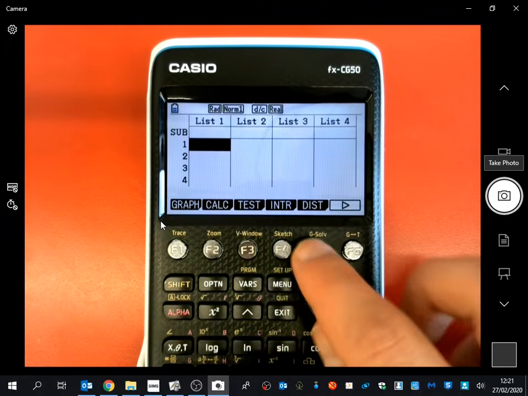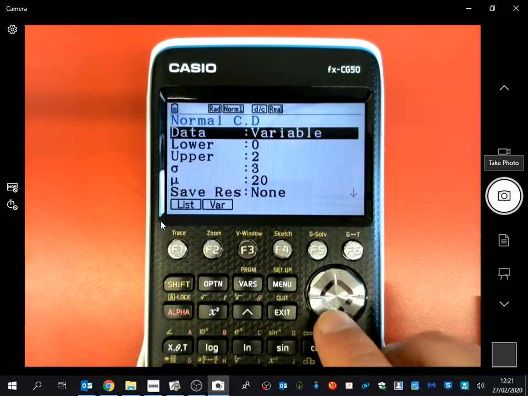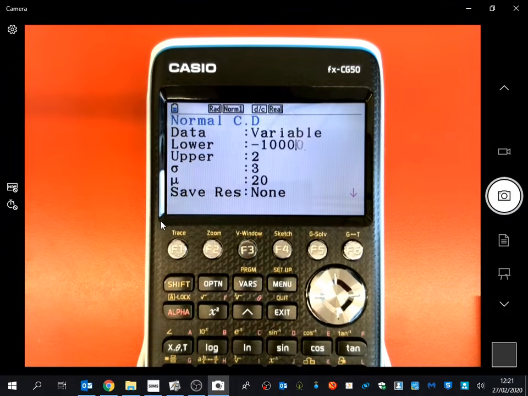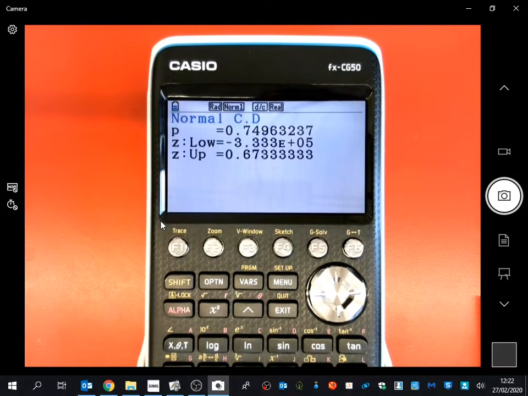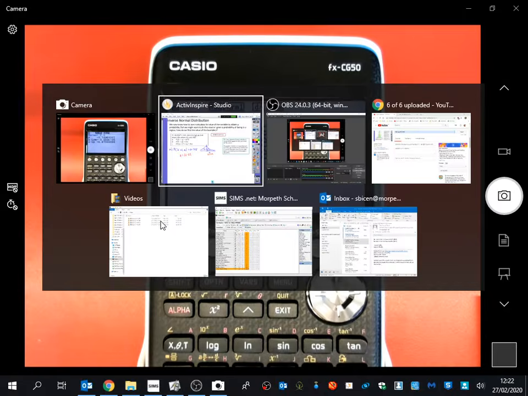I'm going to very quickly do it on the cumulative one. And I'm going to say, whoosh down that end, 22.02 there, and look, you get 0.75, basically. I haven't done it very accurately, so that's why it's not perfect. So it does work. Okay, we can do the next one.